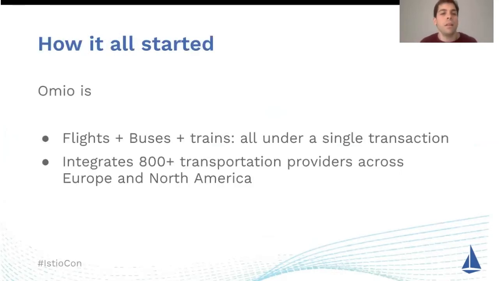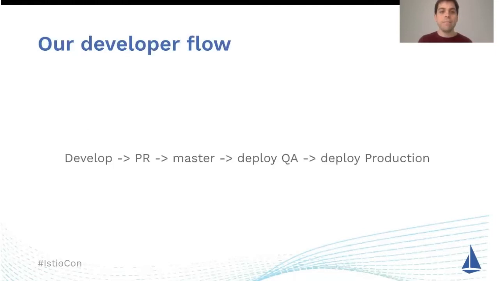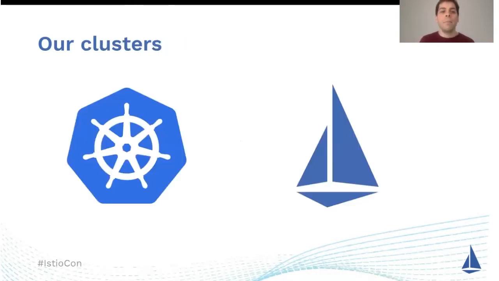So let me give you some context first. Omio is a company that sells tickets of flights, buses, and trains, all under a single transaction. We integrate more than 800 providers across Europe and North America. Our developer flow is nothing out of the ordinary. People make a feature, open a PR, the PR gets merged to master, then deploy starts from QA up to the production. Our clusters, both production and QA, are running Kubernetes and Istio.